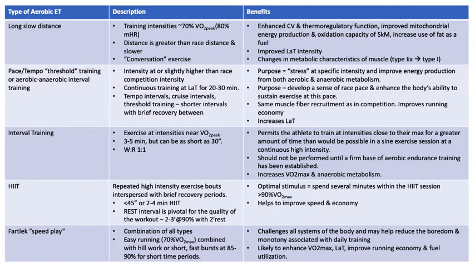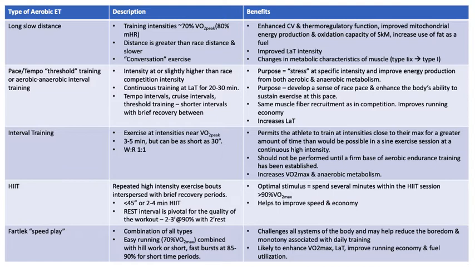So long, slow distance is training intensities that are approximately 70% of your VO2 peak. And this is a distance that you can basically go all day at. And it's also known as the conversational exercise, where you can hold a conversation comfortably with an individual that you're training with. The goal here is really to enhance cardiovascular and thermoregulatory function, improve mitochondrial energy production and oxidation capacity, improve lactate threshold intensity, and changes in metabolic characteristics.